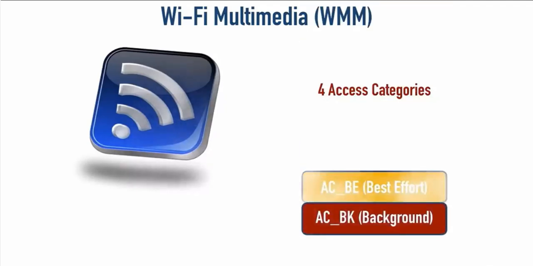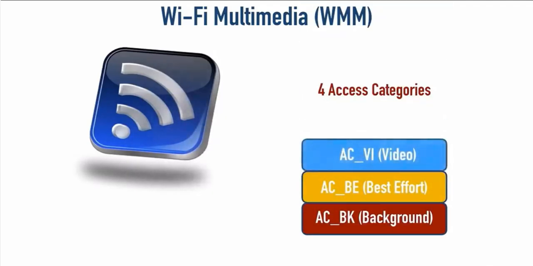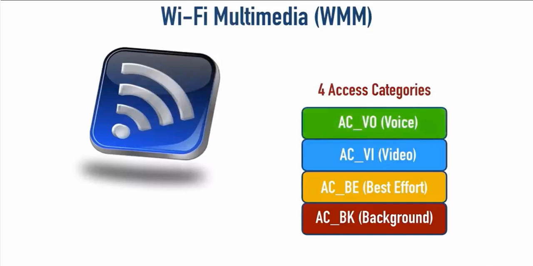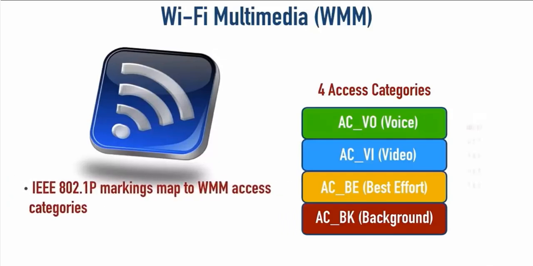We have one for the background traffic, that's low priority. Best effort, just sort of average priority. We've got a category for video and a category for voice. On screen you see the different names given to those categories. And how we put traffic in the categories is we take a .1p marking from a client and put it in one of the categories based on that .1p marking.